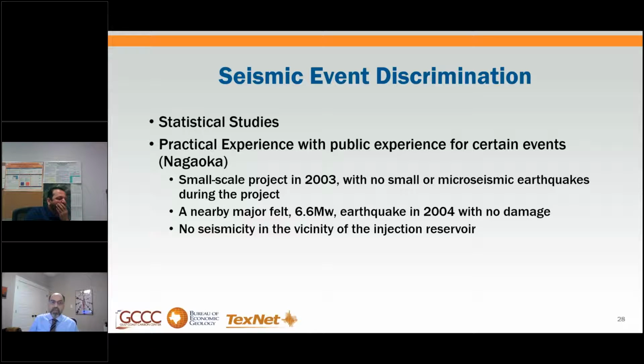Now, there is a case where we had practical experience with public reaction to certain events. We had an oversight example, a small-scale project in 2003, where there was no small or microseismic earthquake during the project, and then there was a nearby felt earthquake of magnitude 6.6 in 2004, with no damage and no seismicity in the vicinity of the injection reservoir. Those were unrelated events. It seems that the magnitude 6.6 earthquake was not related to human actions in the area. Next slide, please.